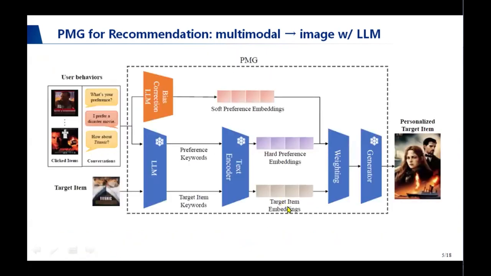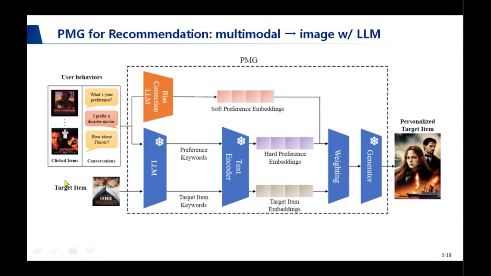Okay, so let's take a closer look at how we may do this in a model. We have two things we would like to take into account. First is the target item. That is the item we would like to generate when we do not consider user preference. So in that previous example, it is the smiley face, right? Without personalization, we just generate a smiley face.